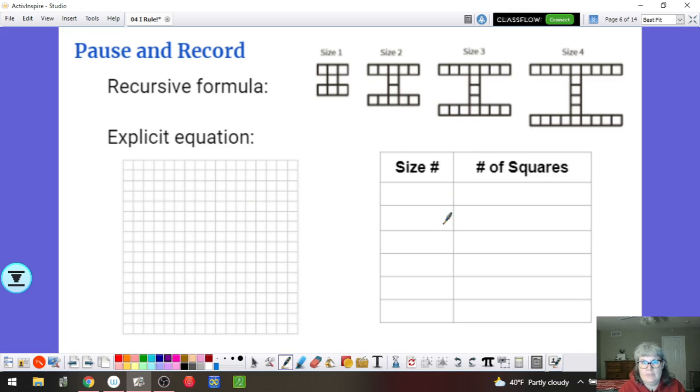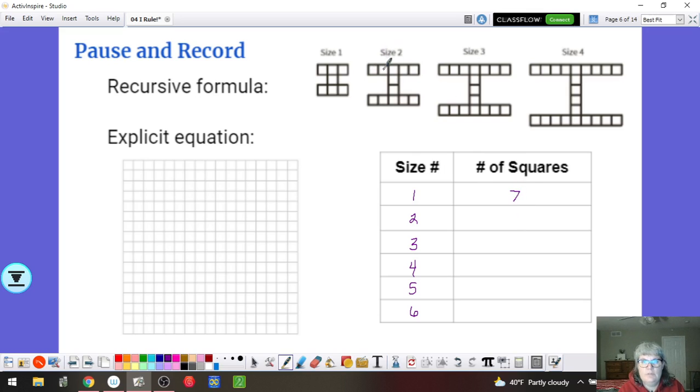I'm going to start with the table, and I'm going to list the various sizes. So we have 4 sizes. Notice my table has 5 and 6 as well. Hopefully we see a pattern that we could use to determine how many squares there will be in size 5 and size 6. So we start by counting size 1. We have 1, 2, 3, 4, 5, 6, 7. 7 squares.